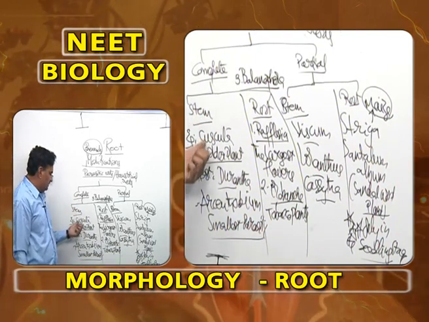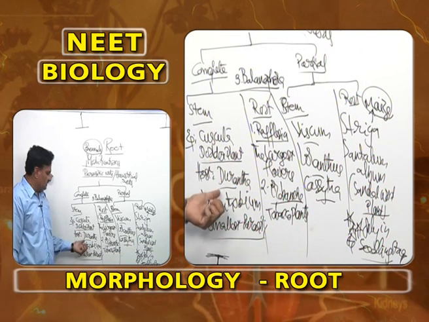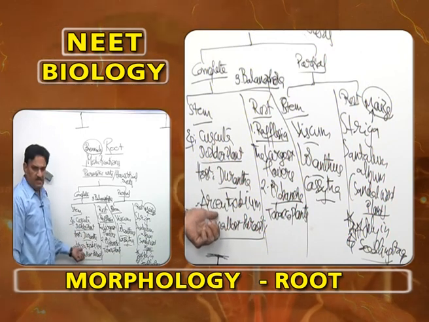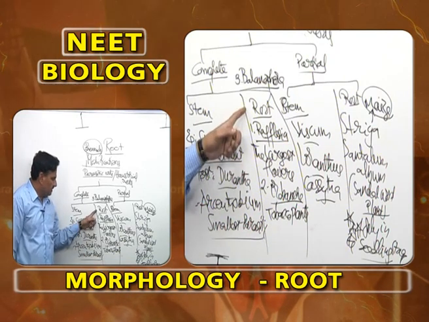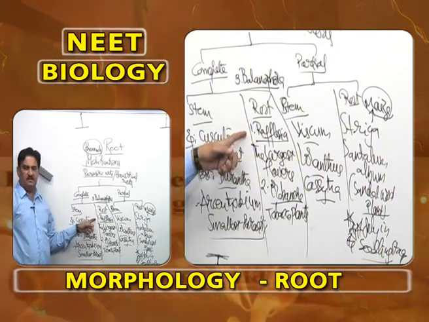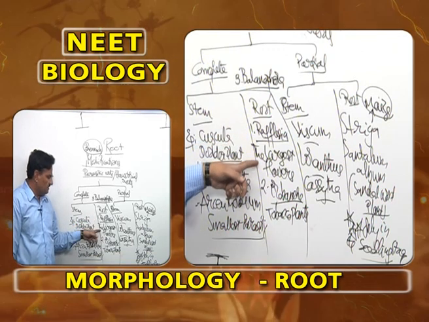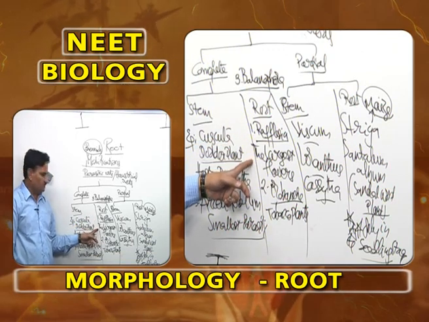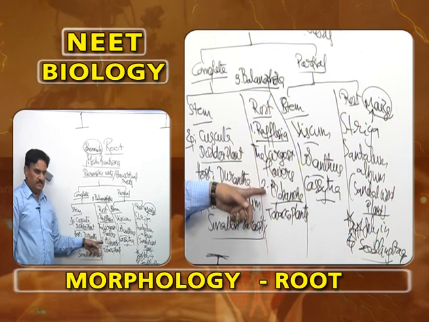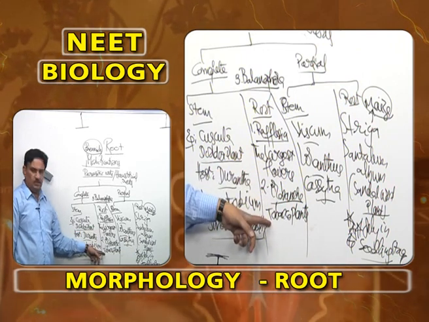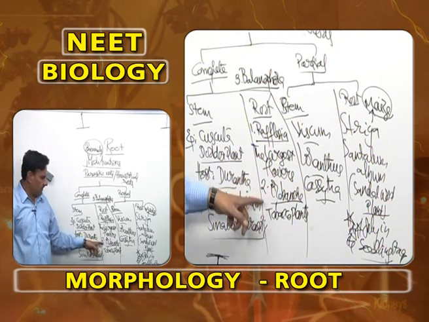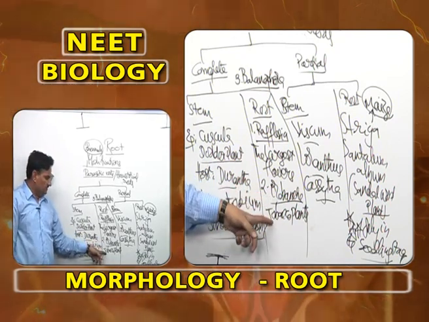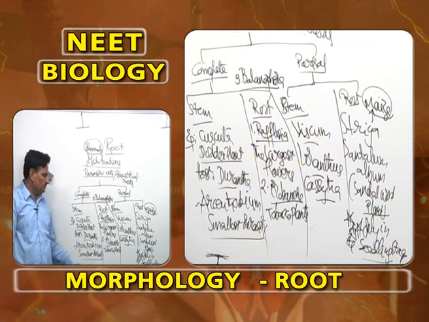Complete stem parasites: Cuscuta, the dodder plant, whose host is Duranta. The smallest parasitic plant is called Arceuthobium. Then complete root parasites: Rafflesia, whose speciality is that it has the largest flower in the plant kingdom. Orobanche is a plant which grows only on tobacco plants. In Telugu it is called Pogaku Malle, which grows on the roots of tobacco plants.